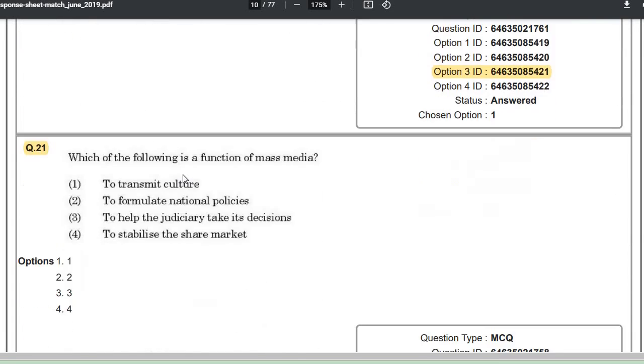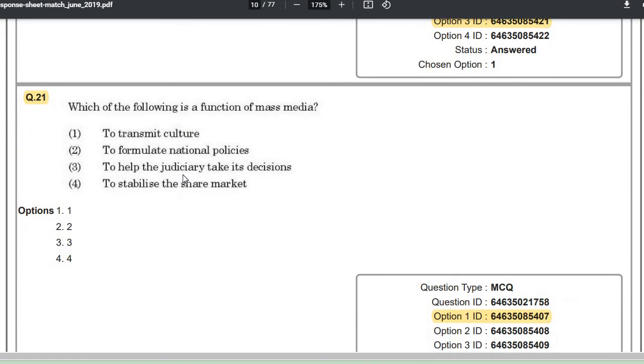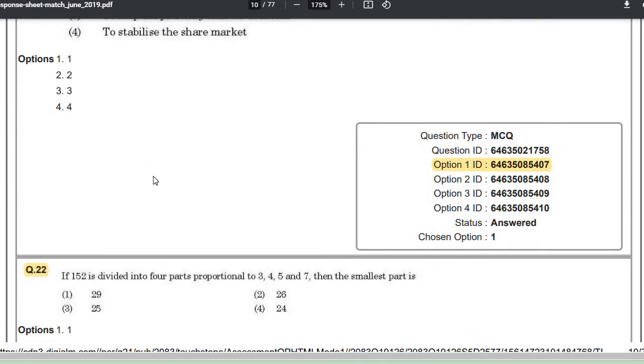Next one: which of the following is a function of mass media? To transmit culture, to formulate national policies, to help the judiciary take its decisions, to stabilize the share market. The main function of the mass media is to transmit the culture. Option 1 is the correct answer.